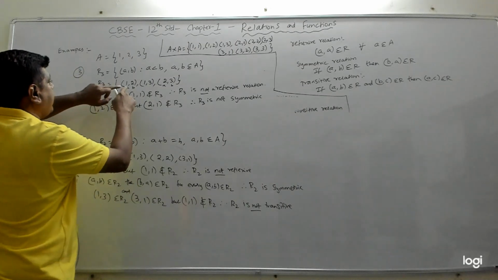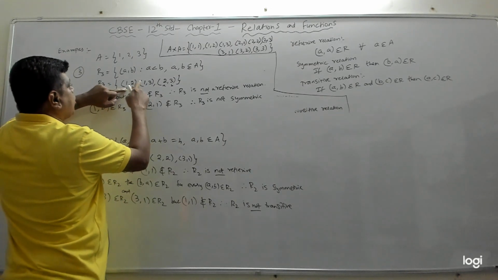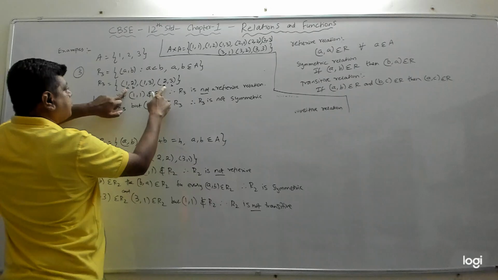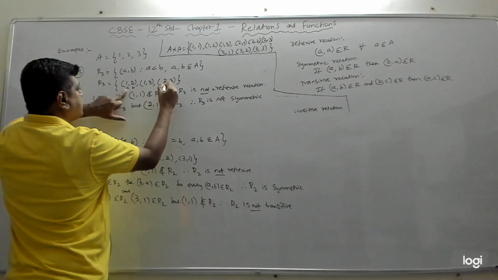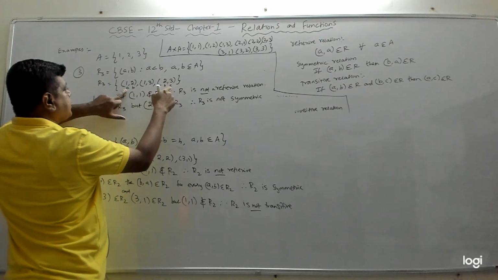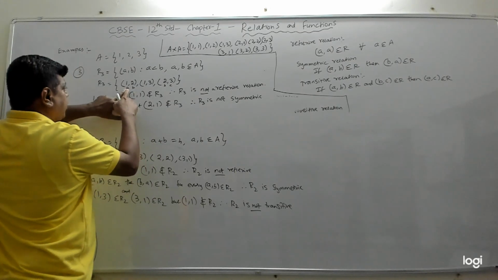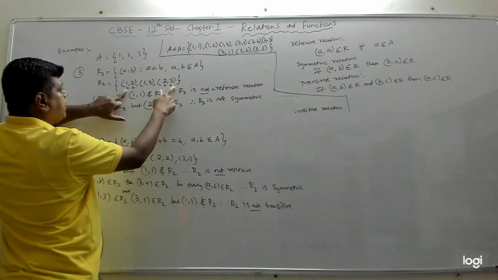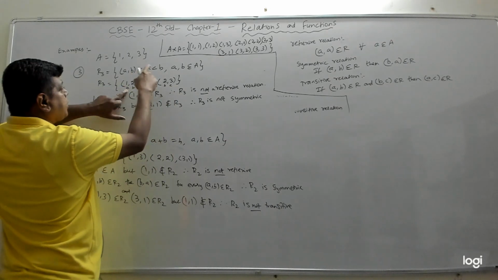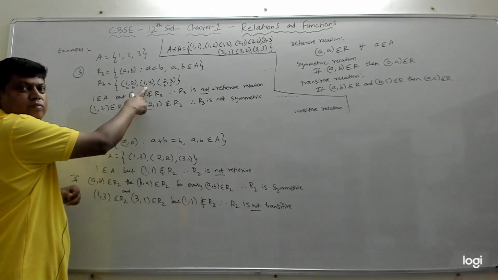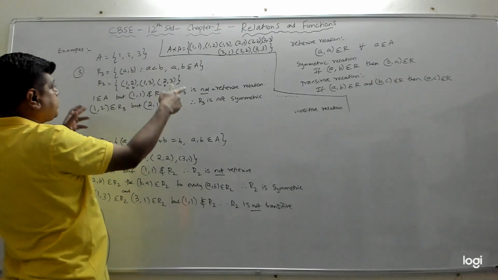Fine. Now A comma B belongs to R3 and this is B comma C. A comma B, B comma C. So A is 1, B is 2, then here B is 2, C is 3. So A is 1, C is 3. So 1 comma 3 should be there. It is there. Right? Again we should check for every pair.